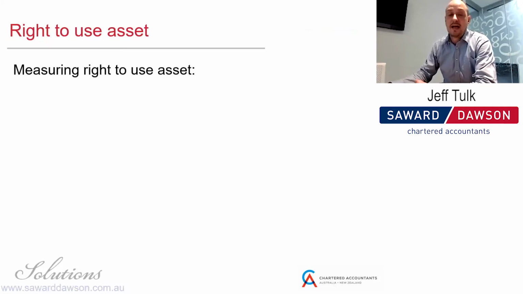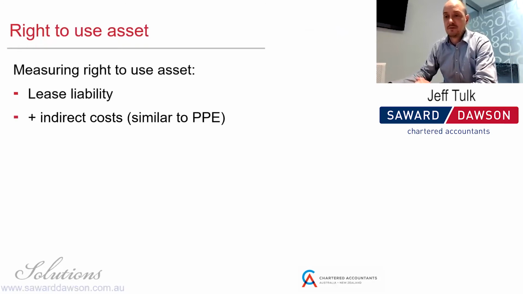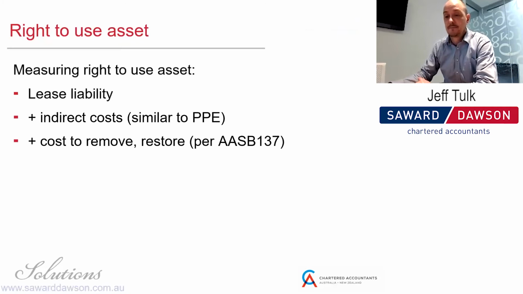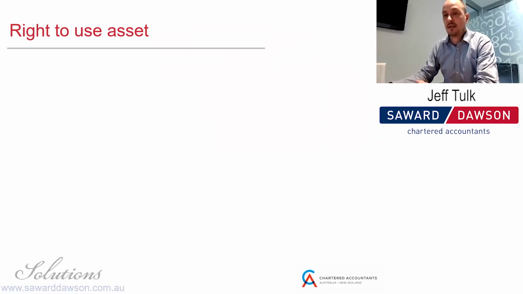There are a couple of the issues. The right to use asset, how do we measure that? In my example, it was simply the same as the lease liability to begin with. However, it can be adjusted for other items. These would include indirect costs, so for example, it may be legal fees in entering into a lease, or other items similar to PPE, which is property, plant, equipment. It's the cost to remove or restore, again similar to PPE and required under AASB 137. You would reduce it by incentives received. So if you receive upfront incentives around a payment or a reduction in lease liability or lease payments, you would take those off your lease liability.